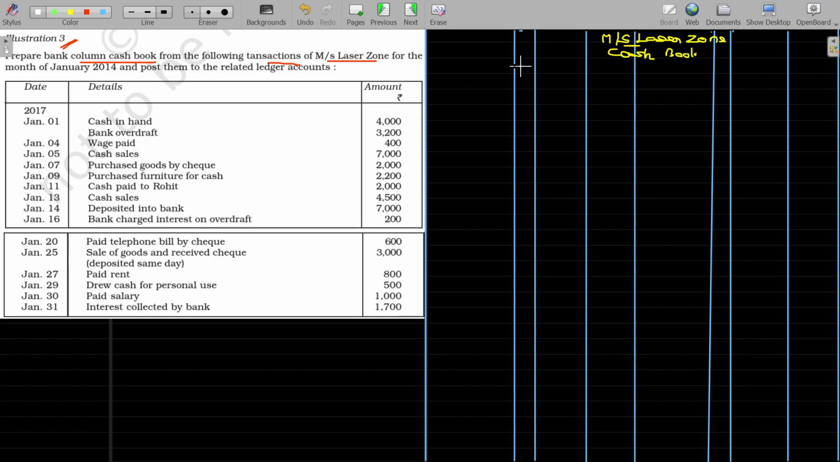This will be ledger folio. First one is cash and second one is bank. Can I interchangeably use it, sir? Yeah, of course you can use it, no problem. Ledger folio and cash and bank column.